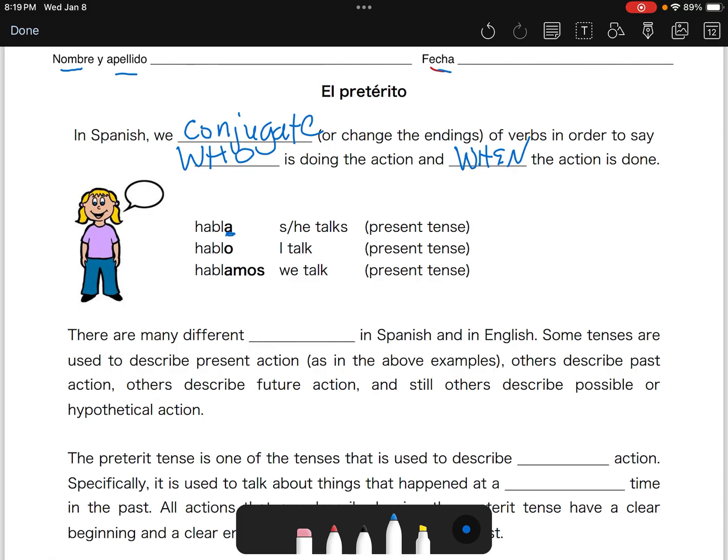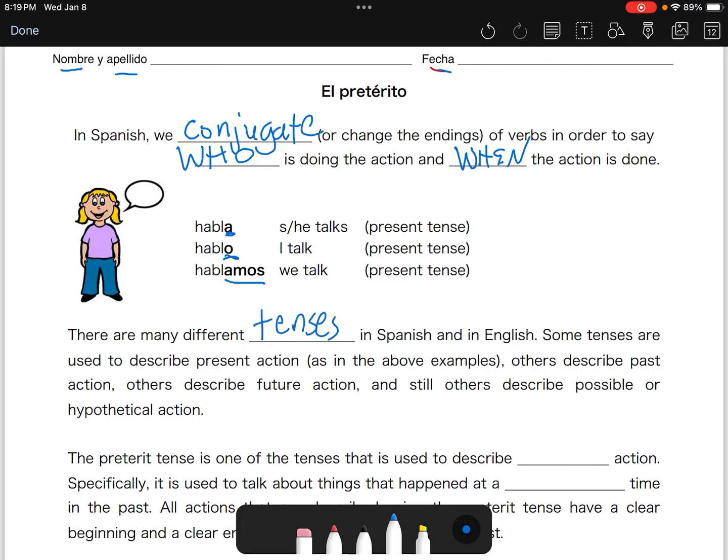I talk, hablo. We talk, hablamos. So the stem of the word is habl, which means to speak. Hablar is to speak. We're just taking off the endings and adding endings to say who's doing the action and when it was done.